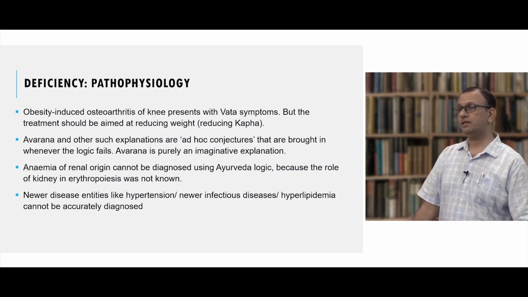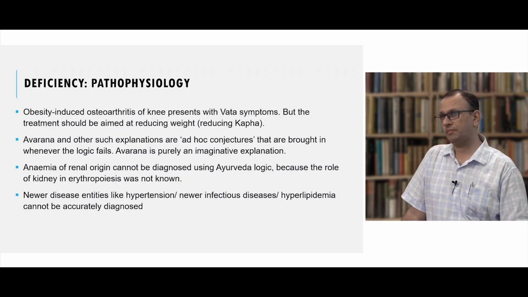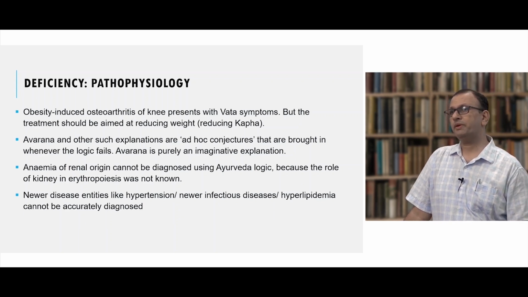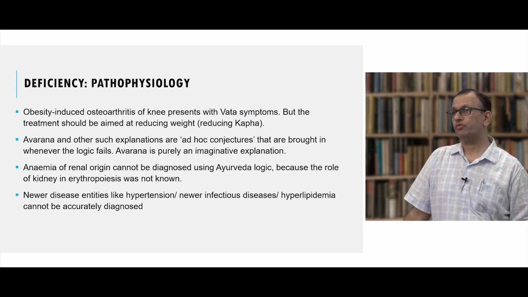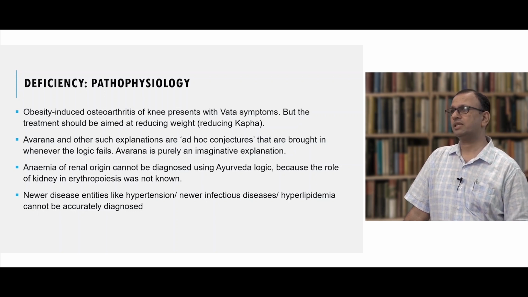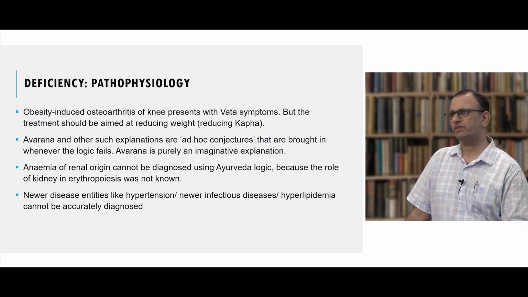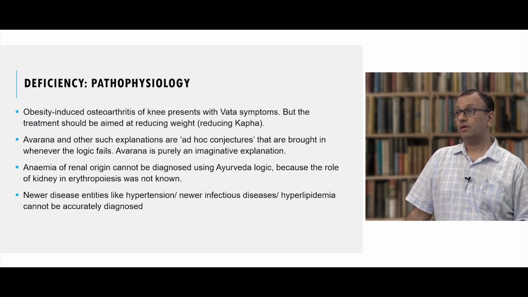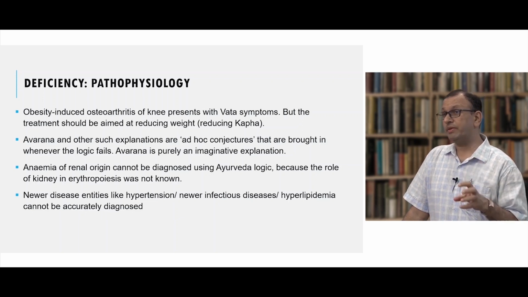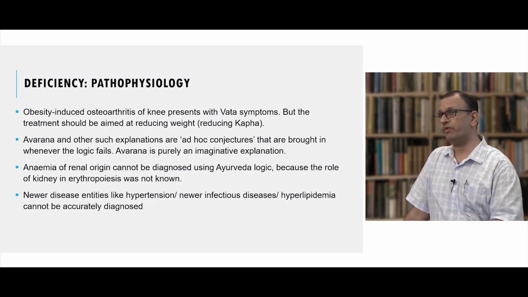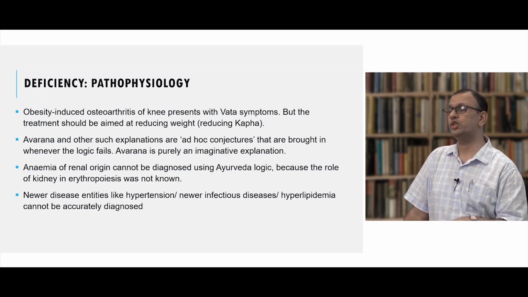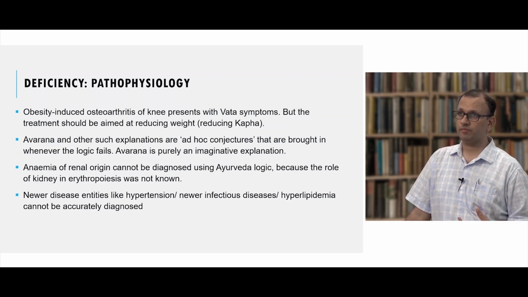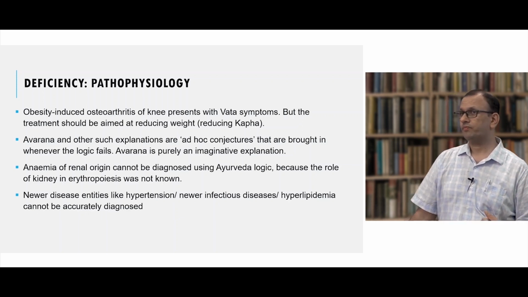Now another important deficiency is pathophysiology. Obesity-induced osteoarthritis of the knee presents with vata symptoms like pain and swelling. So the treatment should be aimed at reducing weight. The primary treatment should be aimed at reducing weight because it is obesity induced. So reduction of kapha is what is required, right? But Tridosha theory doesn't explain this.